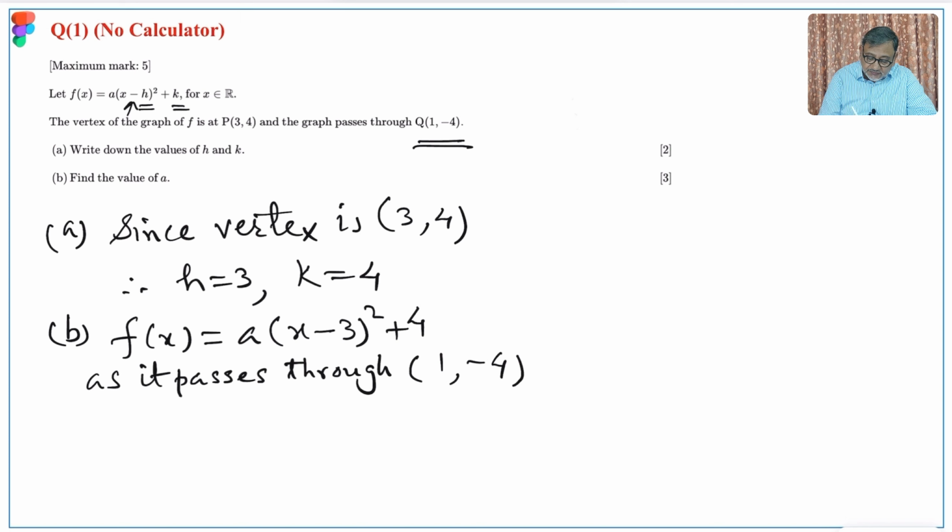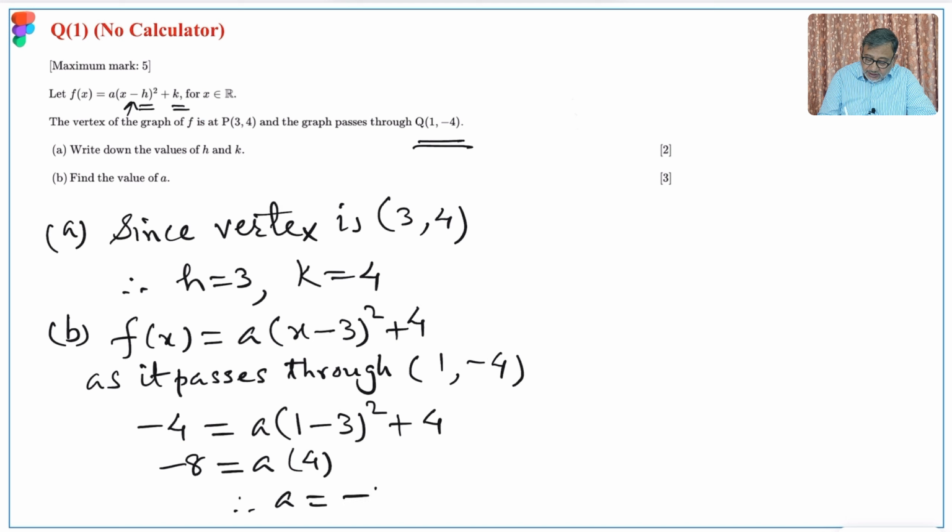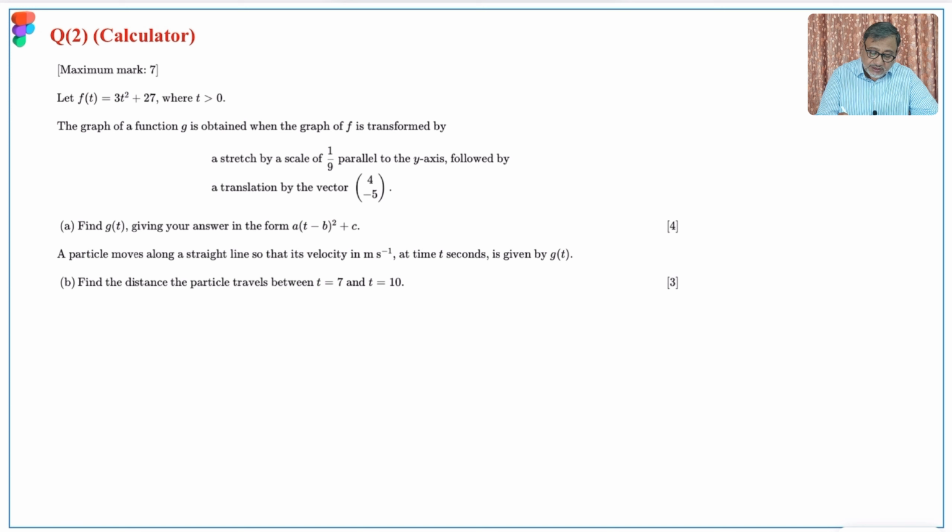So we plug in minus 4 in place of f of x, and we plug in 1 in place of x, so (1 minus 3) bracket square plus 4. Okay, negative 4 will come there, positive 4 will come here and become negative 4. So negative 4 minus 4, that is negative 8, is equal to a into (1 minus 3), that is minus 2 squared, which is 4. So we divide by that 4. So therefore a will be negative 2. Okay, this is the value of a. So it is simple. You can easily find the unknowns if the coordinates are given through which the graph passes, right? Okay. Now next question.